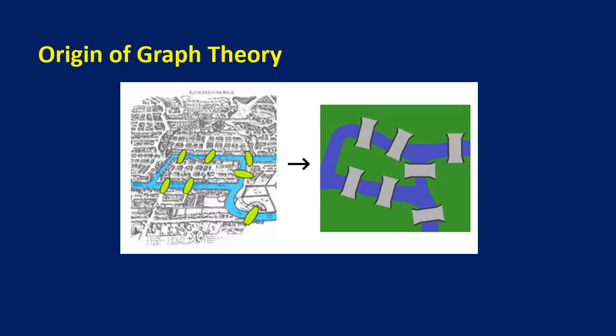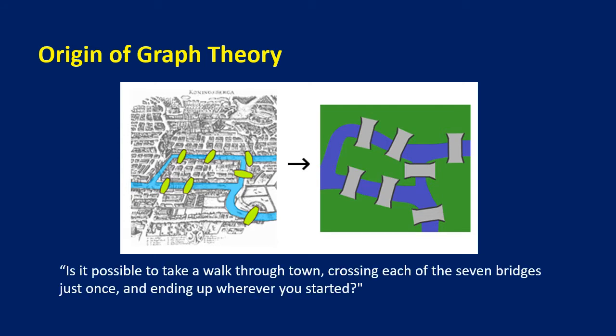Okay, what is the origin of graph theory? This actually came from this problem. This map here that you can see is Königsberg, now known as Kaliningrad in Russia. In the early 1700s, people from this town posed a particular question. And this question is this: is it possible to take a walk through town, crossing each of the 7 bridges just once and ending up wherever you started?